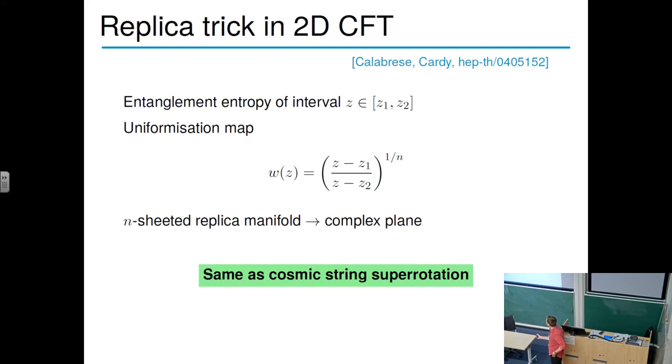in my two-dimensional CFT. The endpoints of the line are z1 and z2, and I can perform a conformal transformation called the uniformization map, which is singular at these two points, and this maps my n-sheeted replica manifold just to a single complex plane. And the key point I want to draw your attention to is that this uniformization map is exactly the same as the superrotation that introduces a cosmic string into Minkowski space. And the task of the rest of this talk is to make this connection precise.